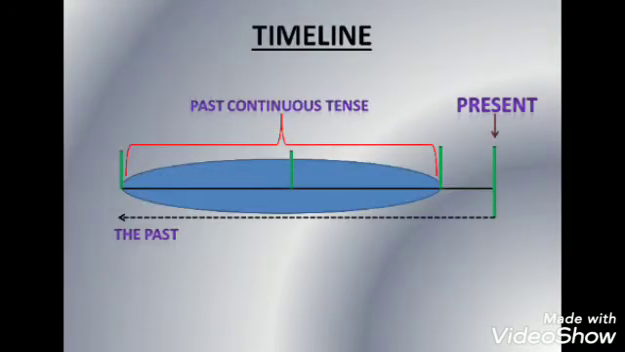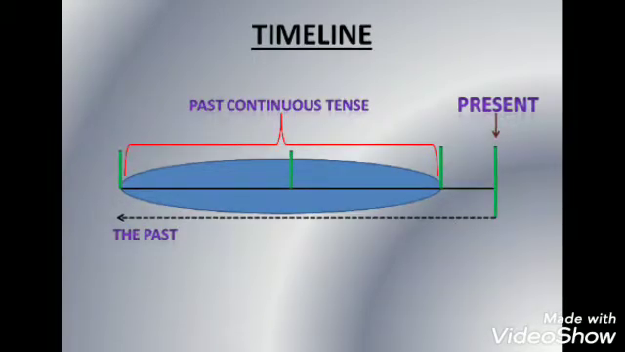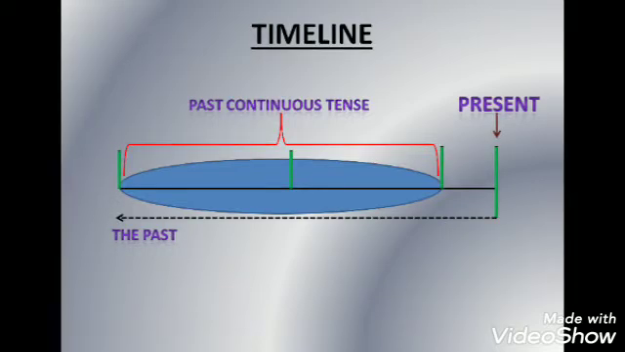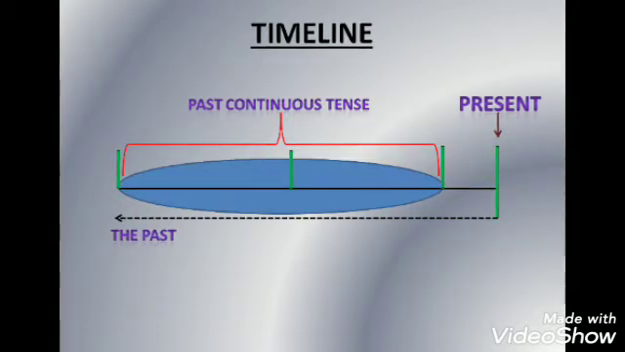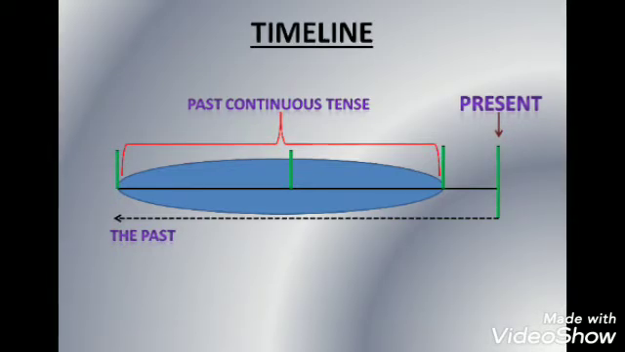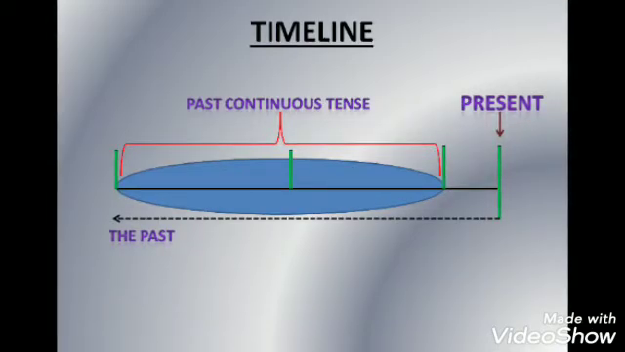Now let's go through the timeline of past continuous tense. In this diagram you can see the things. I have mentioned it very clearly. I have mentioned the present, the past continuous tense, and the past. As you can see, the portion that is left to the present is the past. And you can also see the blue portion in the diagram. It states the starting and ending point of the action, or in other words, it is the past continuous tense.